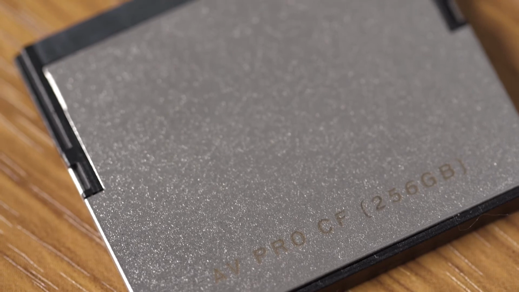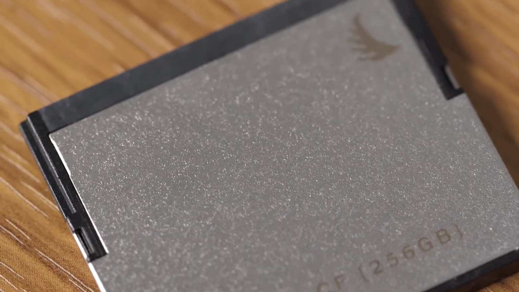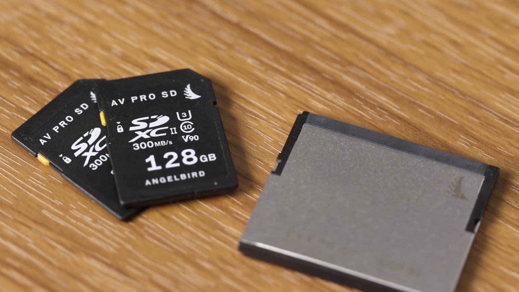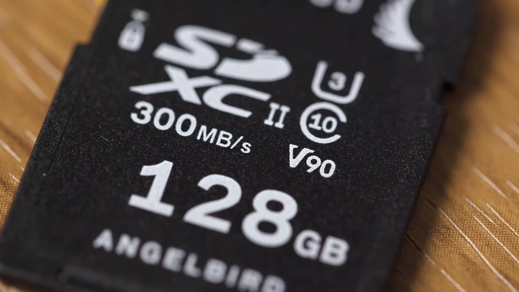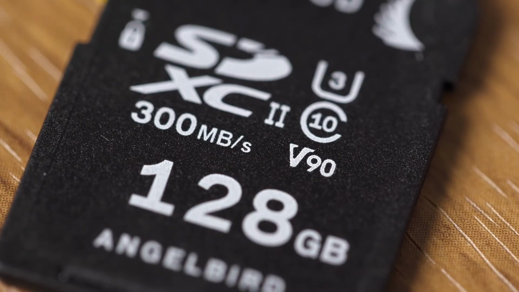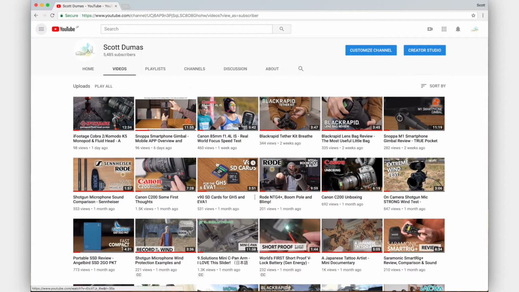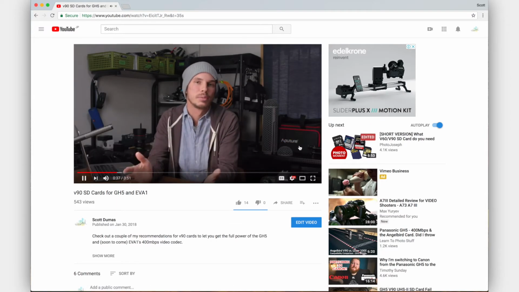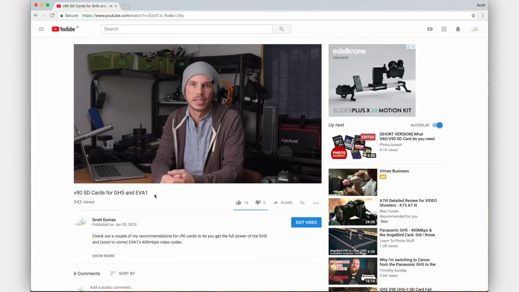The CFast cards have sustained write speeds of 400 megabytes per second, and the SD cards 260 megabytes per second, which is actually far beyond the V90 rating that they have. They're the same SD cards that I tested with the 400 megabits per second codec on the GH5, and while they may be overkill for the current MP4 codec on the C200, they definitely get the job done and they are ready for more should you need it in the future.